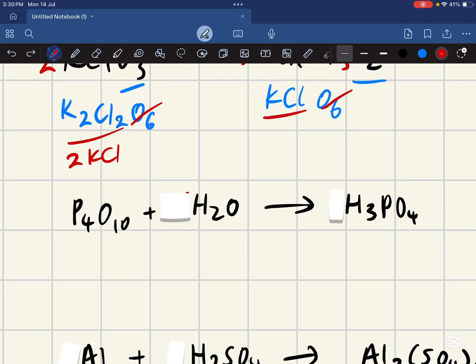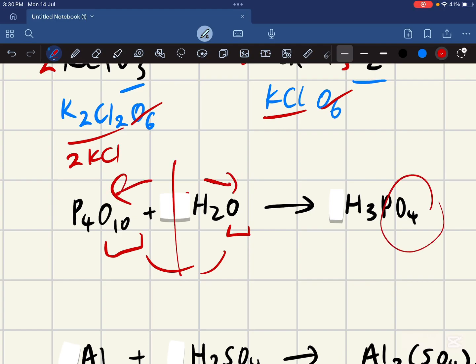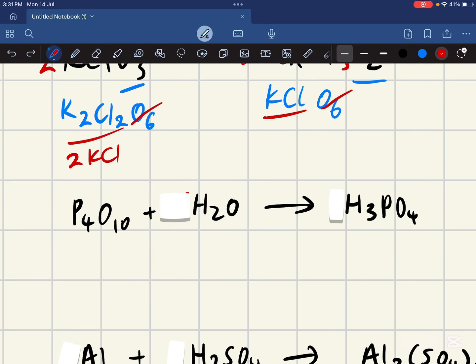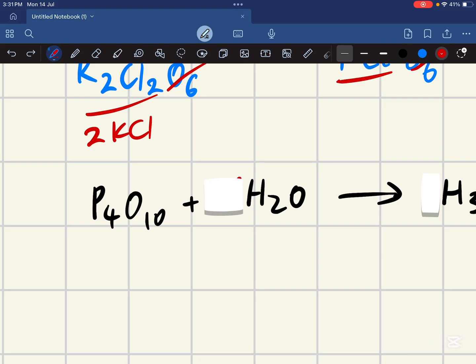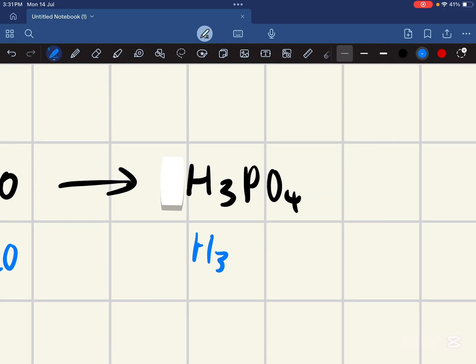Next one we have is this. So now you can see there's an O here and an O here. So they're not in their own space, they're separated. So we cannot just easily do the trick we did with the last two exercises. So let's count again. You have to count both sides. P4, O10, H2O, H3, PO4.